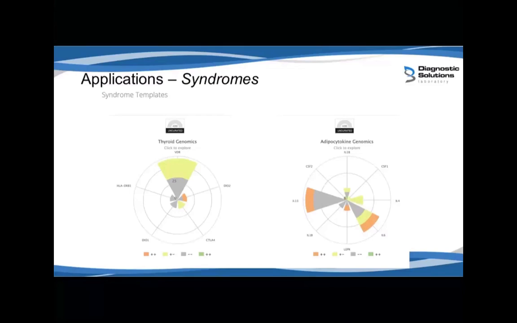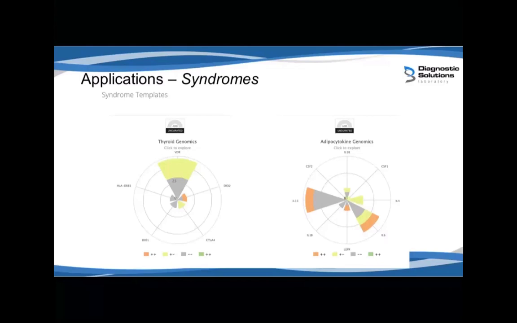This is what I meant when I said we can slice the data in a lot of different ways. We can take those same genes we've been talking about all the time and put them into categories, so that if you've got someone coming to you with hypothyroid, for example, you can immediately come over to this thyroid genomics area and look at where we're experiencing any possible homozygous or heterozygous mutations.